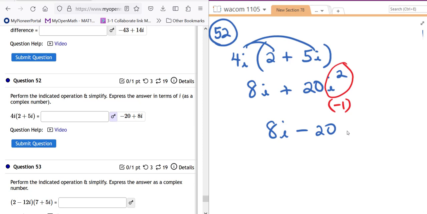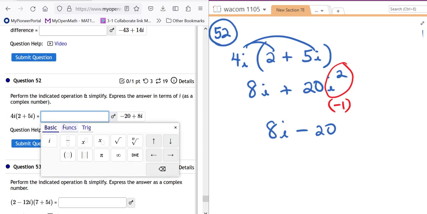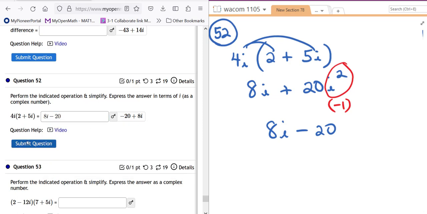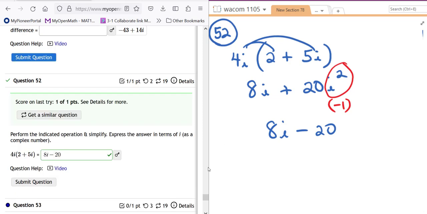The order should not matter. It should count as right either way. We'll check. So 8i minus 20, and we'll submit it. They were fine with either order.